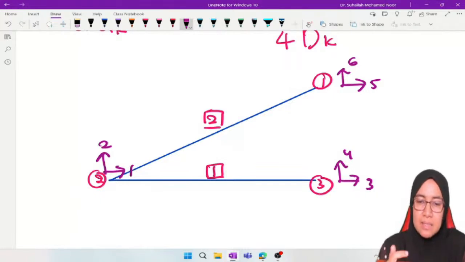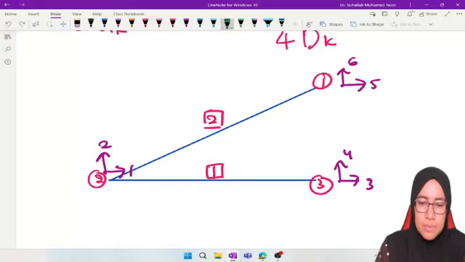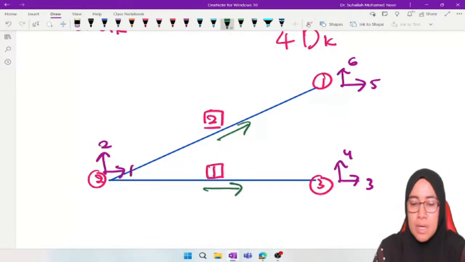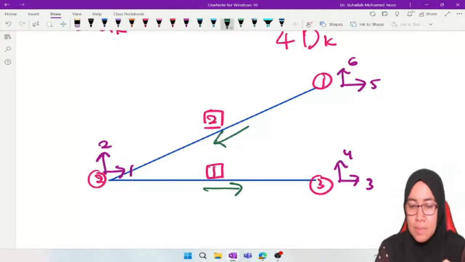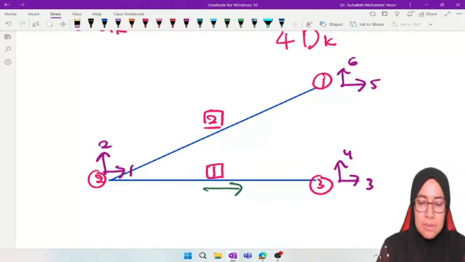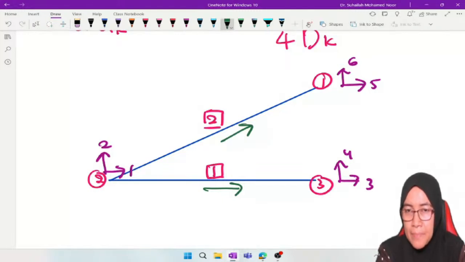Next is the arrow. We have to put an arrow in any direction that we like. You can also put it like this if you want. It doesn't matter. The arrow is compulsory because when we calculate Cx, Cy, or lambda x, lambda y, we have to calculate from the arrow, because from the arrow we identify the near end and far end.